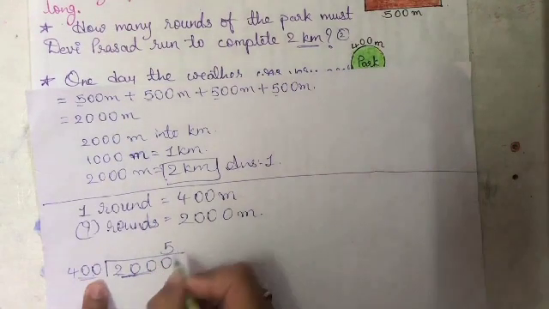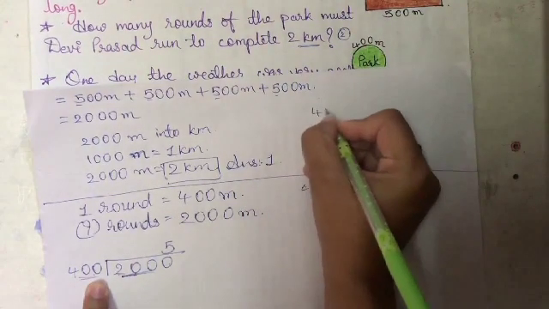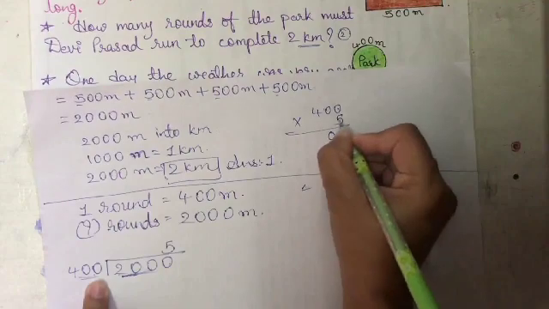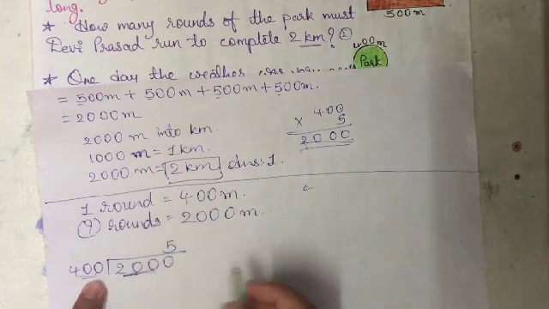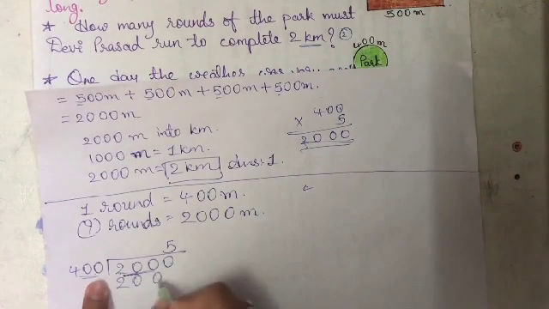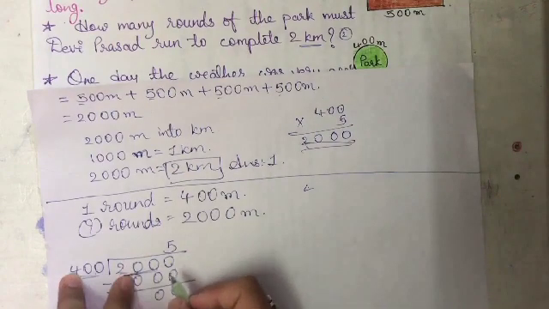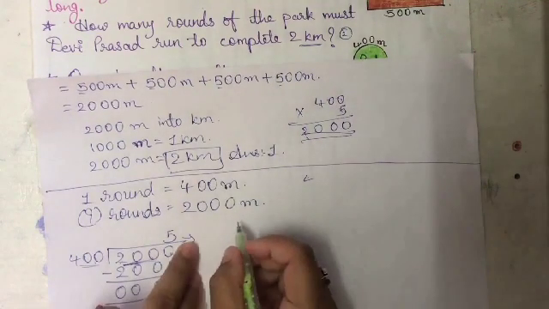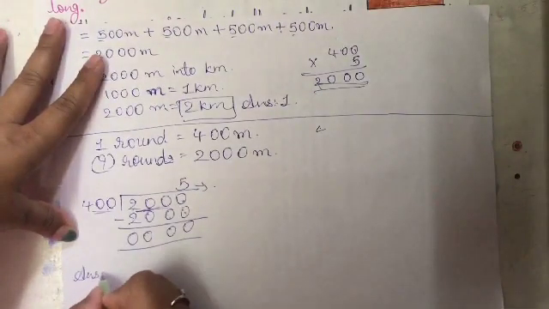So we can say 400 divided by 5, 4000. Let me show you in the rough work, 400 multiplied by 5. 5 zeros will be 0, 5 zeros will be 0 again, and 4 5s will be 20. So you got the 2000 answer. Let's write it here. 400 5s are 2000. 0 minus 0 will be 0. Again 0 minus 0 will be 0. 0 minus 0 will be 0. And 2 minus 2 will be 0. So how many rounds does he have to take? 5 rounds.